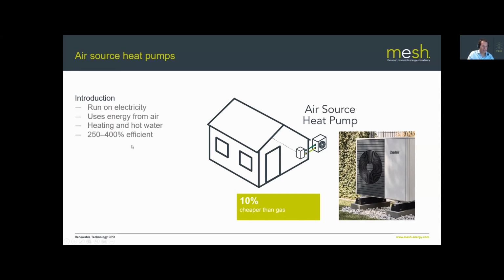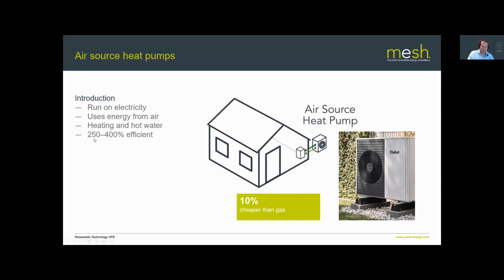But having said all that, if you've got a new build or your gas boiler has died, or if you've got an oil boiler or an LPG boiler, then it is probably worth thinking about whether an air source heat pump is the right solution. So how do they work? Well, they run on electricity, as we said. They use the energy from the air, and they produce both heating water and domestic hot water. Again, myth number 3, air source heat pumps do produce domestic hot water. Anybody who tells you they don't is incorrect.